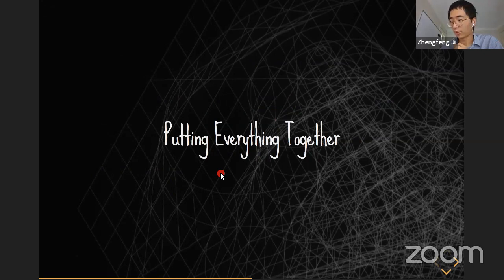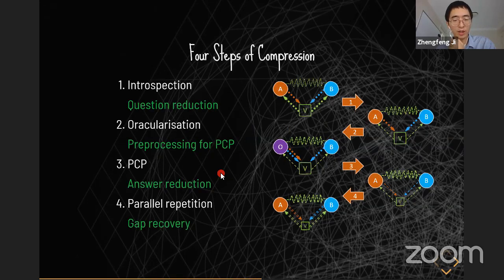Okay, so that's a very quick discussion of the techniques that we rely on. And in the rest of the talk, I will try to put everything together and give you a proof of our result. In the end, we will have several different steps to do the compression. I guess from John's talk, it's very natural to have some introspection step. You want to use this idea to reduce the size of the questions, and also a PCP to reduce the size of answers. And oracleization is a pre-processing step for using PCP. And you also need parallel repetition to recover the gap, because along the way, the gap is getting worse.